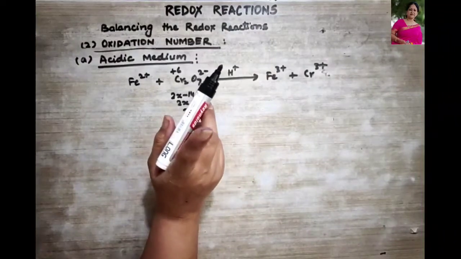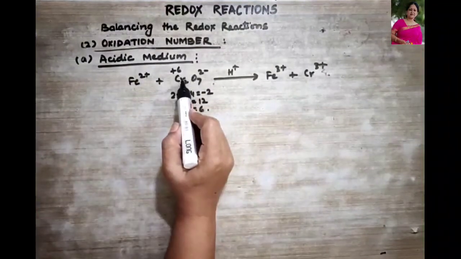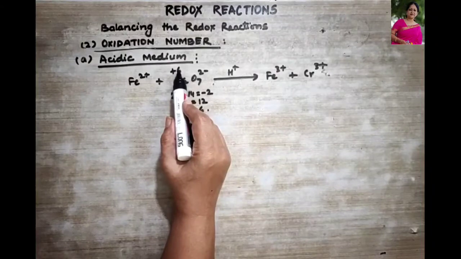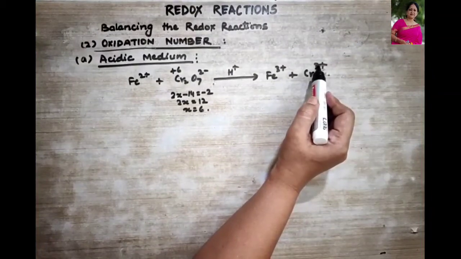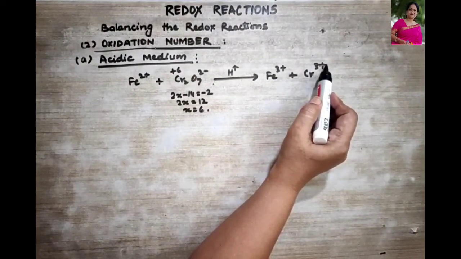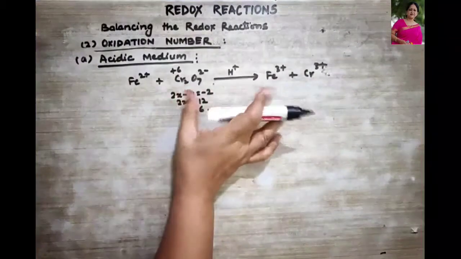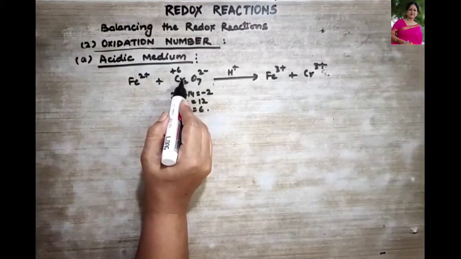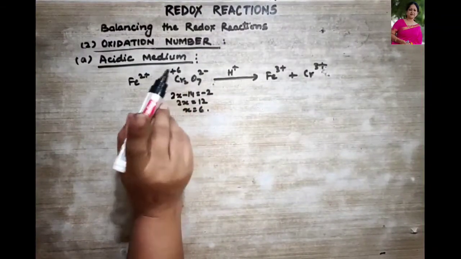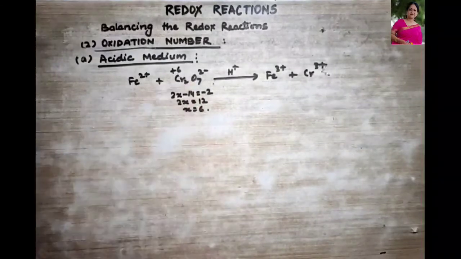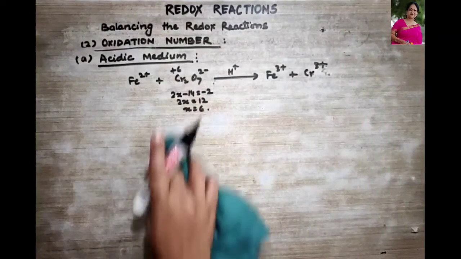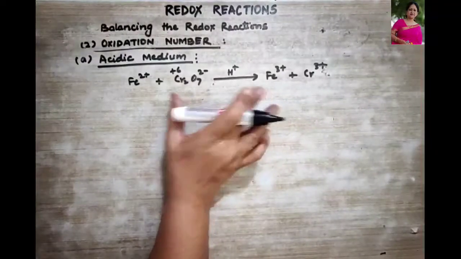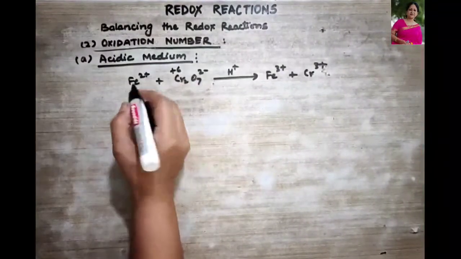6. One thing you need to understand. One chromium atom, its oxidation number is plus 6 in the dichromate, and plus 3 in the product. Clear? Is this point clear? This point you need to remember because I am going to explain something more ahead. Which one is getting oxidized and which one is getting reduced.